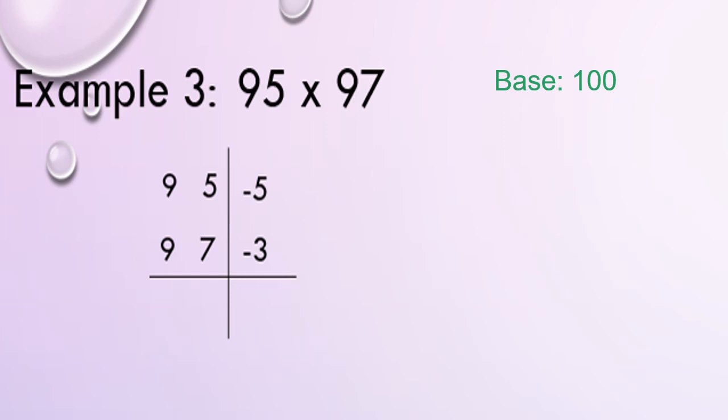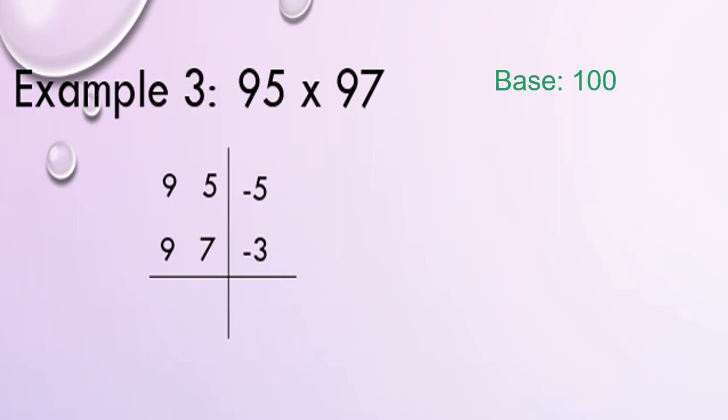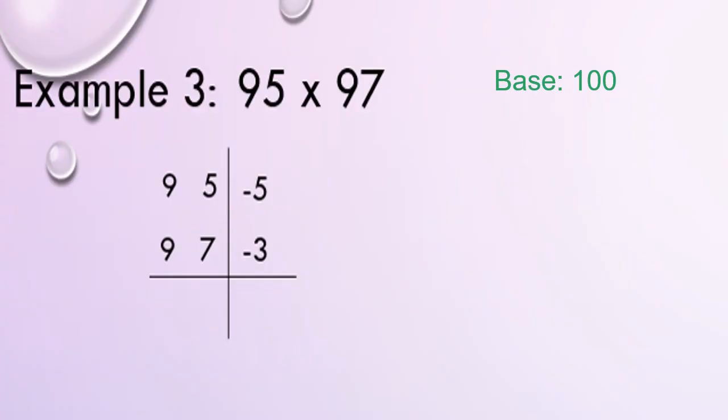Step 2, which is, we add or subtract crosswise depending on the sign. Because the sign is a minus, therefore we will subtract here. So we do 95 minus 3 equals 92. We can also do 97 minus 5 equals 92. Both give us the same left-hand part of the answer, which is 92 in this case. So, we write 92 on the left-hand side of the vertical line. Step 3, which is multiply vertically on the right-hand side.